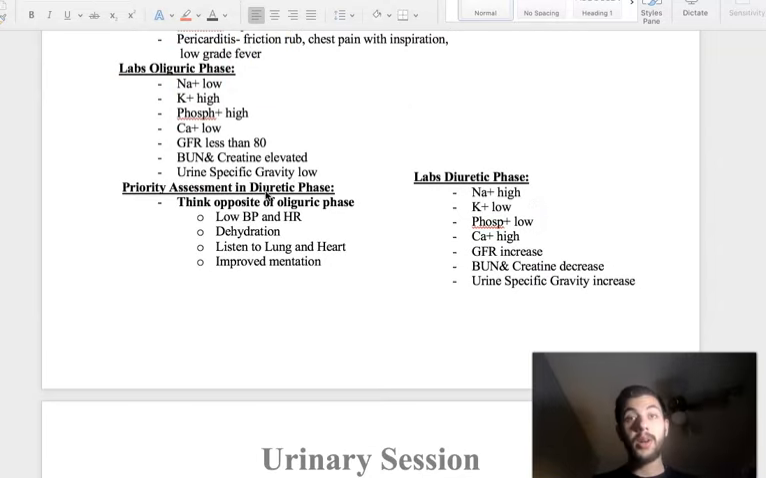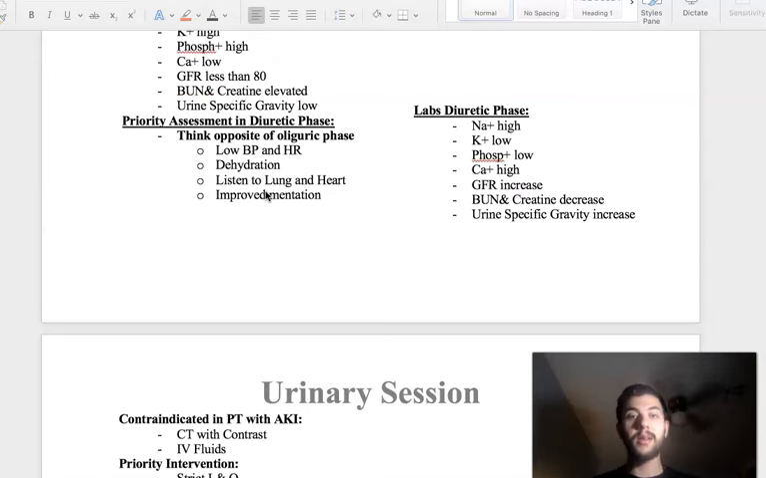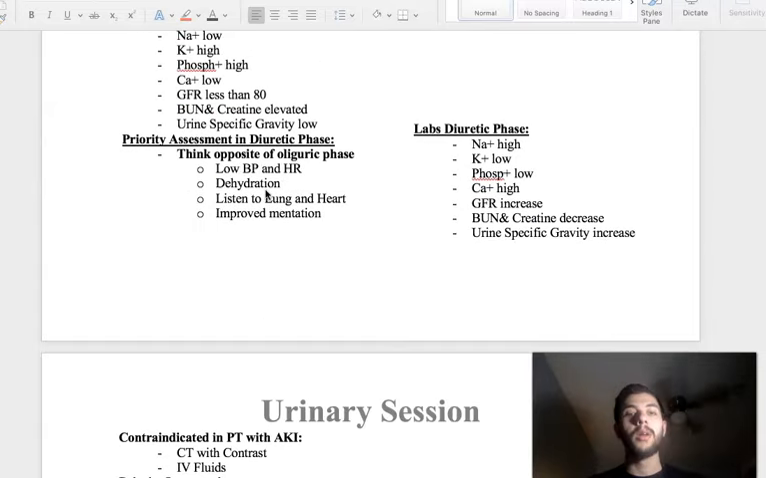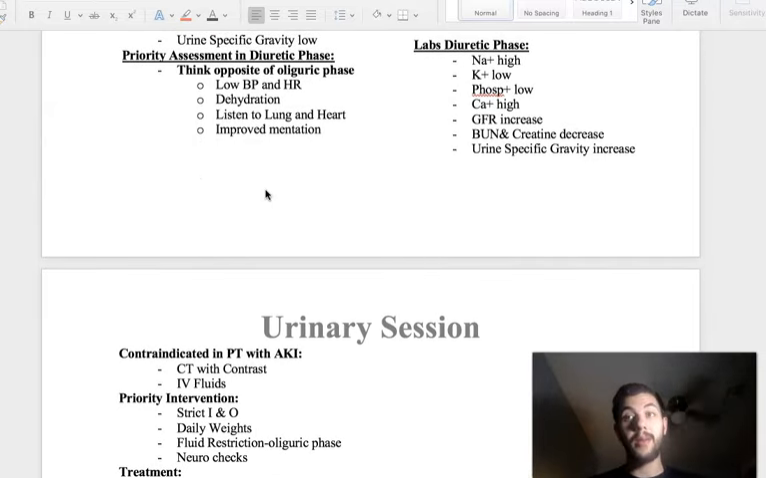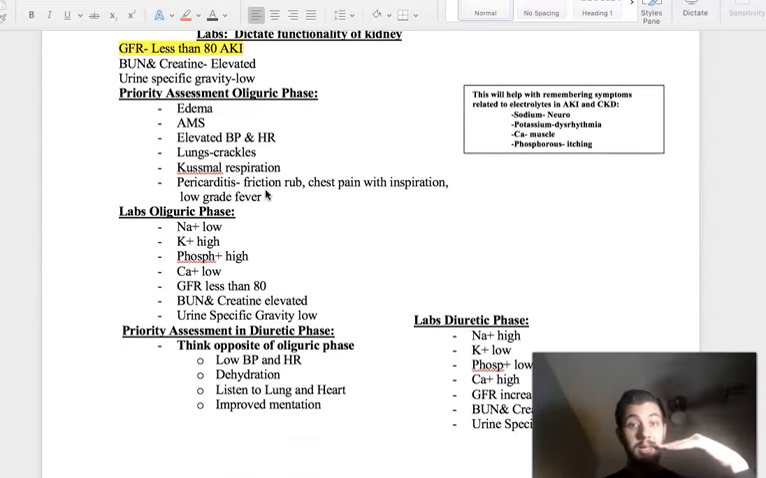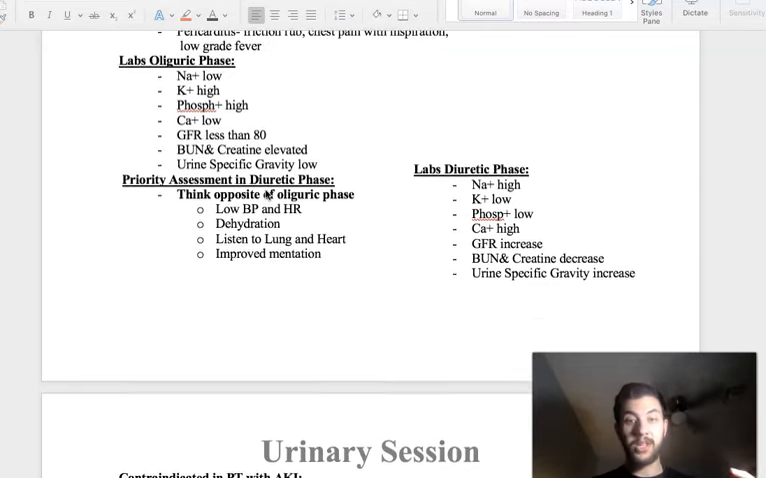Labs, you're gonna check sodium, potassium, phosphorus, BUN, creatinine, and all these again. Priority assessment in diuretic phase. So now we're moving on to the diuretic phase, but before we do that, make sure you watch for metabolic acidosis with the oliguric phase, okay? So priority assessment in diuretic phase: you want to think opposite of the oliguric phase, right? So low BP, low HR, dehydration. You want to listen to the lungs and the heart.